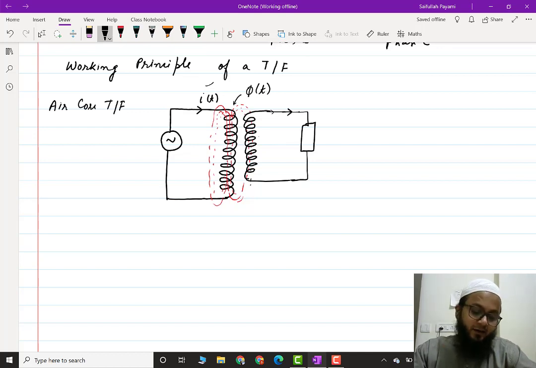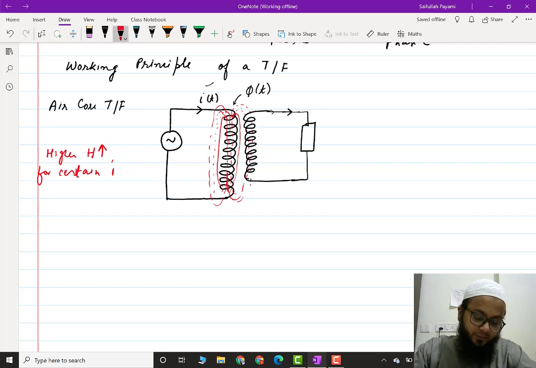The problem with this air core is you need more effort to have a large amount of flux there, because many flux lines would be leaked out. A lot of flux lines won't be linking the secondary coil. Okay, so you need a higher H or magnetic field intensity to achieve a certain B. Okay, so you need more effort now. The reason is you have large flux leakage.